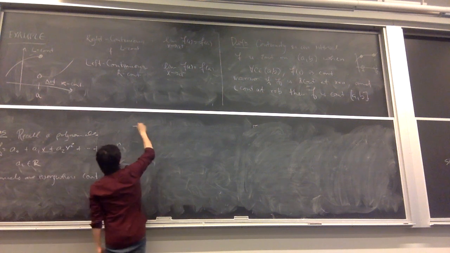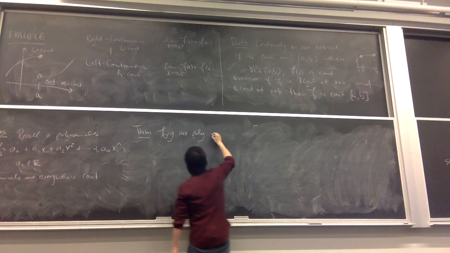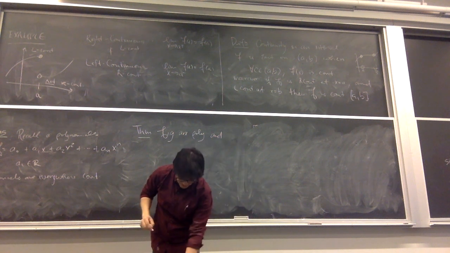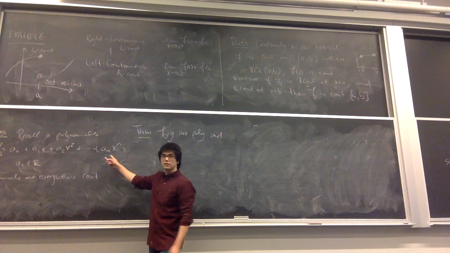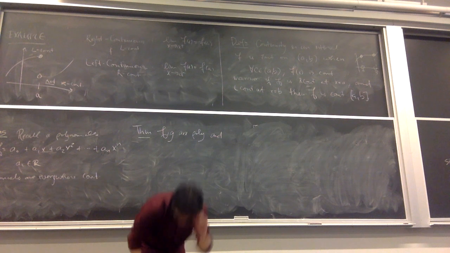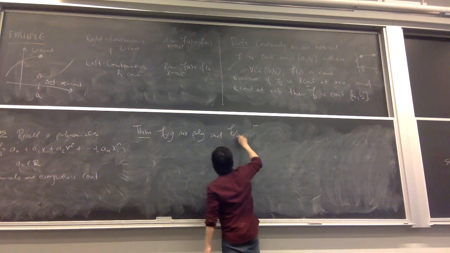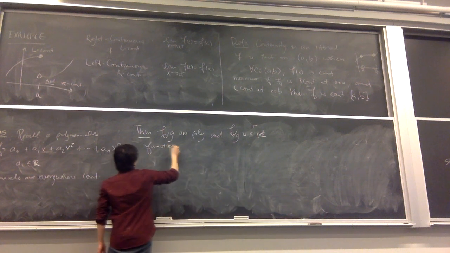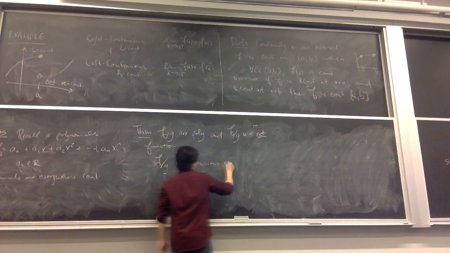What else do we got? Here's another theorem. If f and g are polynomials, and that means f over g is a rational function, then f over g is continuous everywhere on its domain.